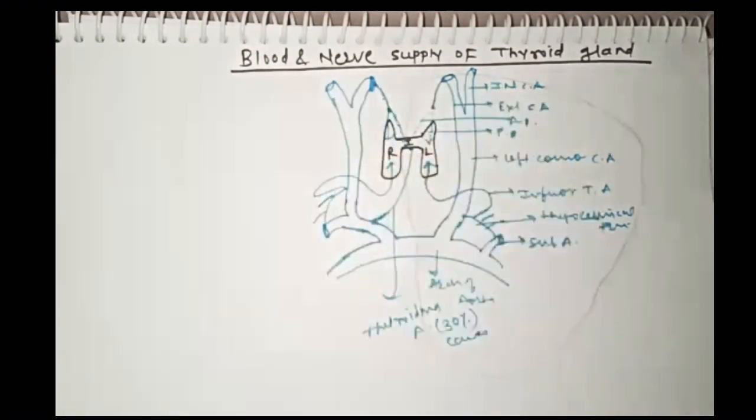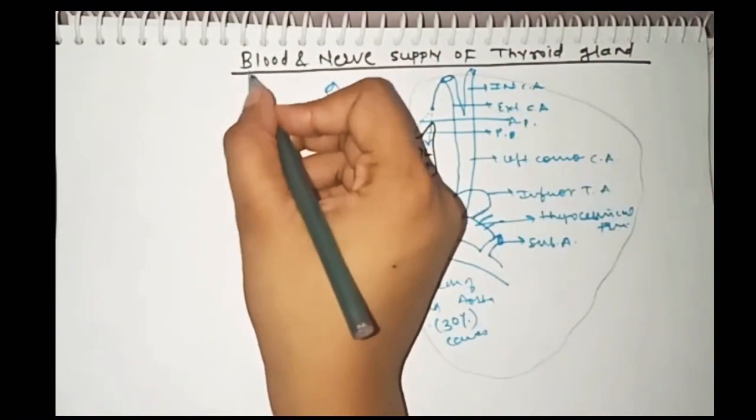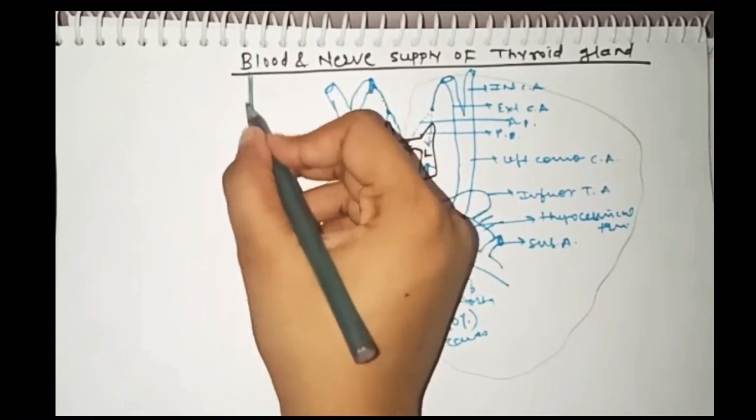Now we have to focus on the nerve supply of thyroid gland. For nerve supply, the main nerve is the vagus nerve. This is the vagus nerve.